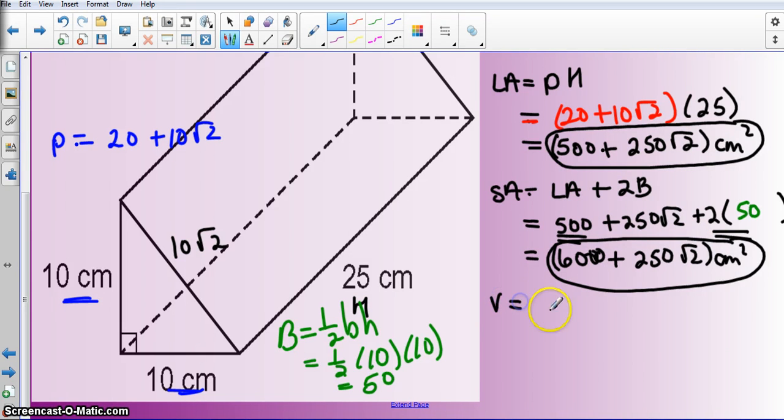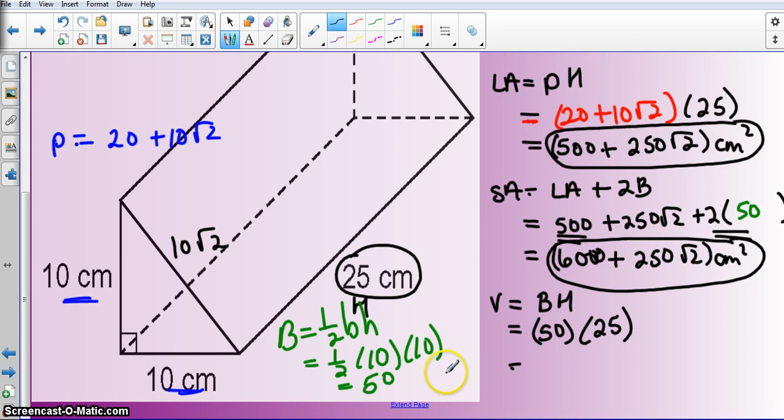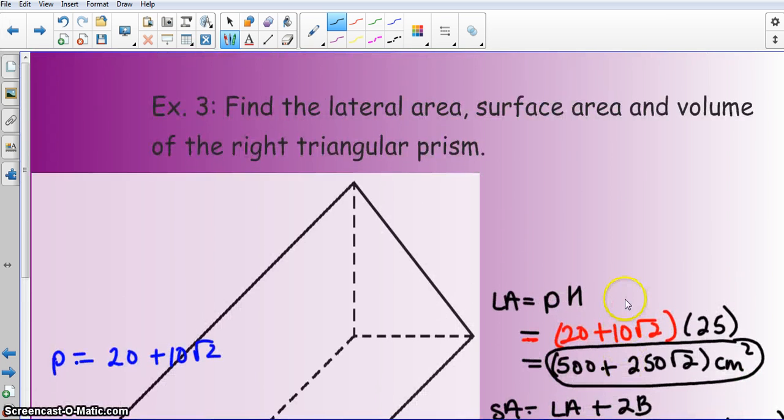Volume. Area of the base times the height is the formula. I'm going to go back over here and get my base area. Notice what's over here, it's 50. And then the height is right here, it's 25. So 50 times 25 is 1,250 centimeters cubed. Remember, we are working in volume, so it's cubics. Okay, that is example number 3.